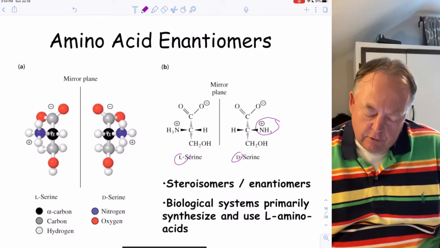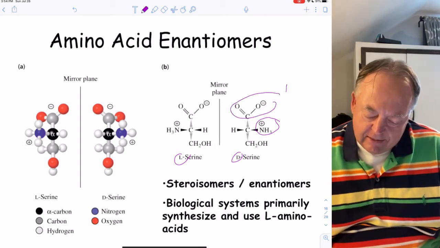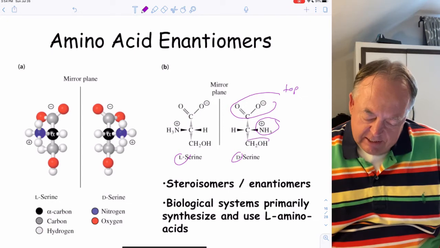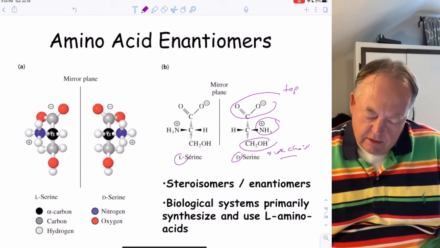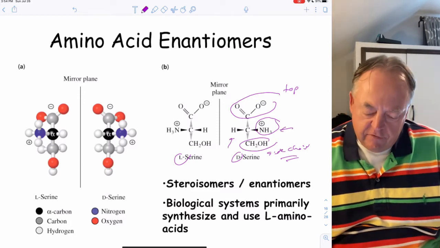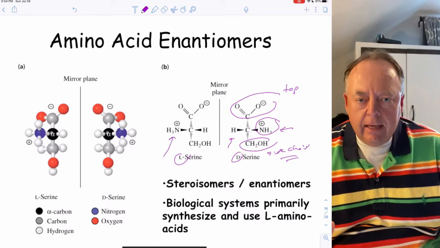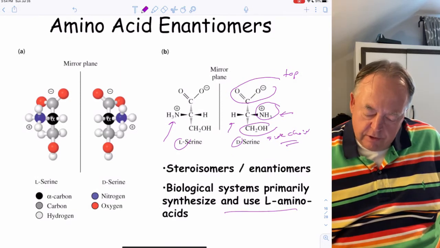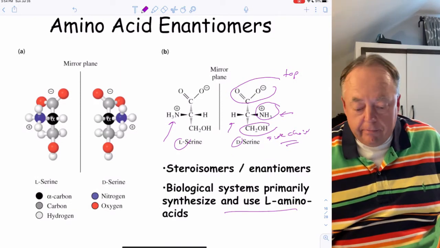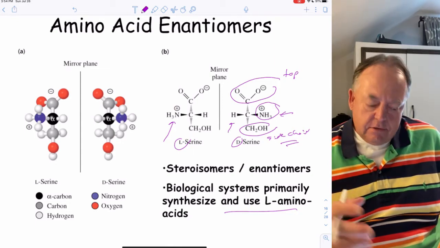For amino acids, if you draw the amino acid as a Fischer projection, where the carboxylic acid is on top and the side chain is on bottom, then you're left with the H and the amine. If the amine is on the right, it's a D amino acid. If the amine is on the left, it's an L amino acid. Biological systems primarily use D sugars, and they primarily use L amino acids.